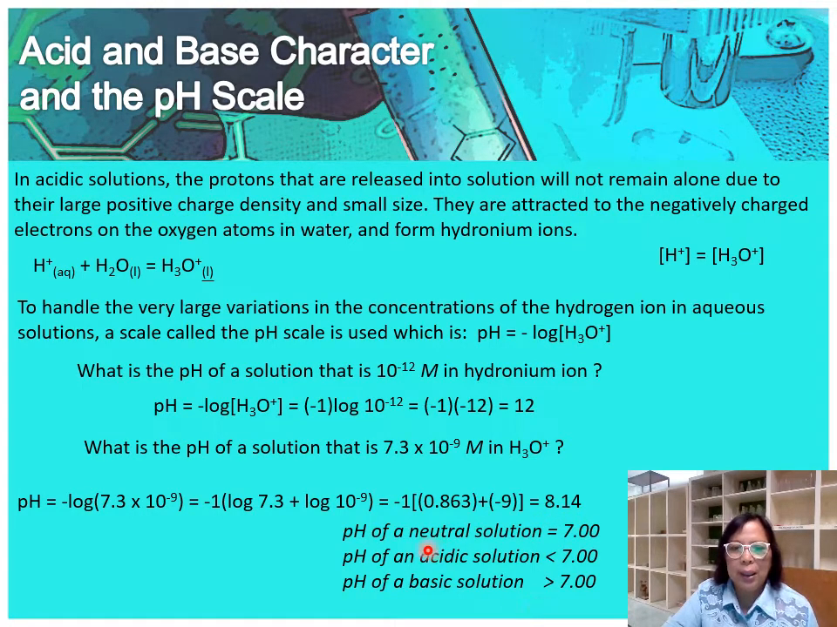Now, as a guide, the pH of a neutral solution is 7. The pH of an acidic solution is below 7, and basic is above 7.